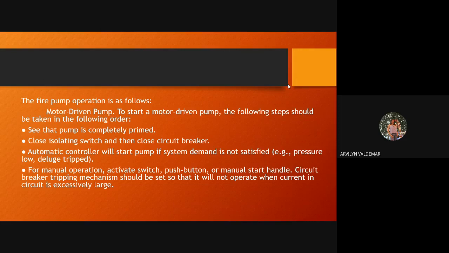The fire pump operation is as follows. First is the motor-driven pump. To start a motor-driven pump, the following steps should be taken in the following order. First is see the pump is completely primed. Next is close isolated switch and then close circuit breaker. Next is automatic controller will stop pump if system demand is not satisfied. Next is for manual operation, activate switch, push button, or manual start handle. Circuit breaker tripping mechanism should be set so that it will not operate when current in circuit is excessively large.